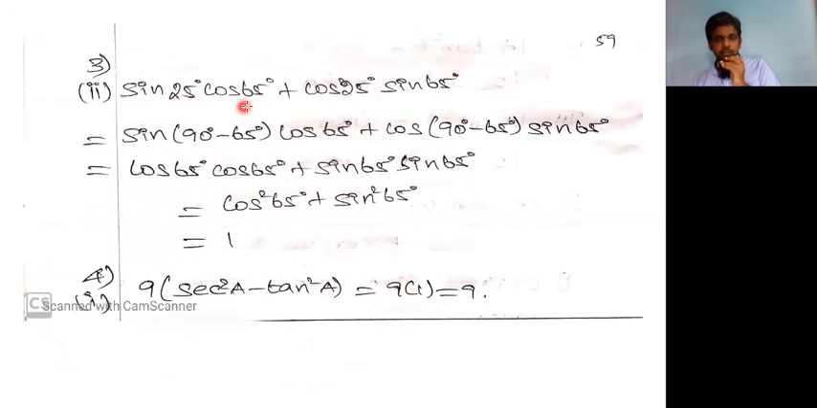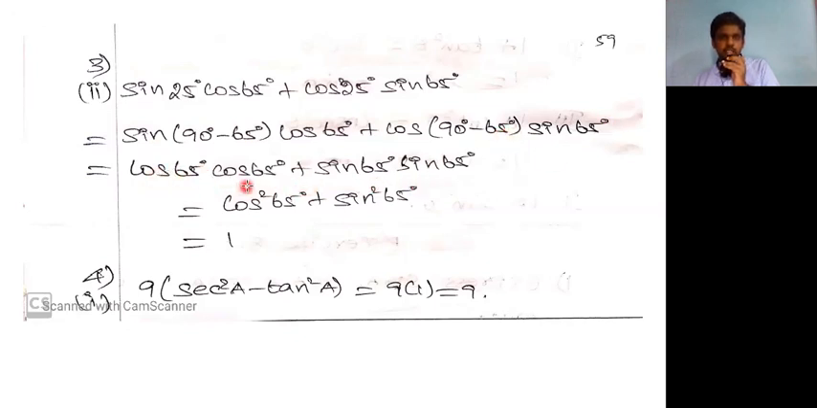Second, sine 25 cos 65 plus cos 25 sine 65. So I can write 25 as 90 minus 65, right? So sine 90 minus 65 cos 65 plus cos 90 minus 65 sine 65. So what is sine 90 minus theta? Cos theta. So cos 65 again, plus cos 90 minus 65 is sine 65 again.